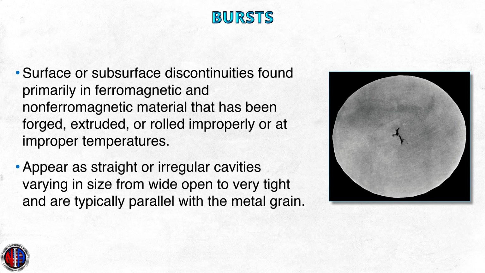Bursts. Bursts are surface or subsurface discontinuities found primarily in ferromagnetic and non-ferromagnetic material that has been forged, extruded, or rolled improperly or at improper temperatures. They appear as straight or irregular cavities, varying in size from wide open to very tight, and are typically parallel with the metal grain.